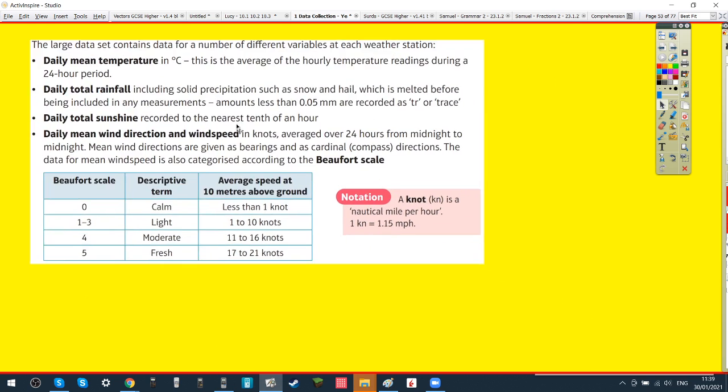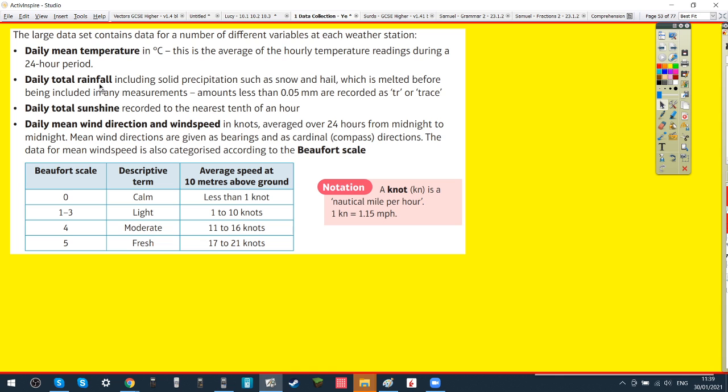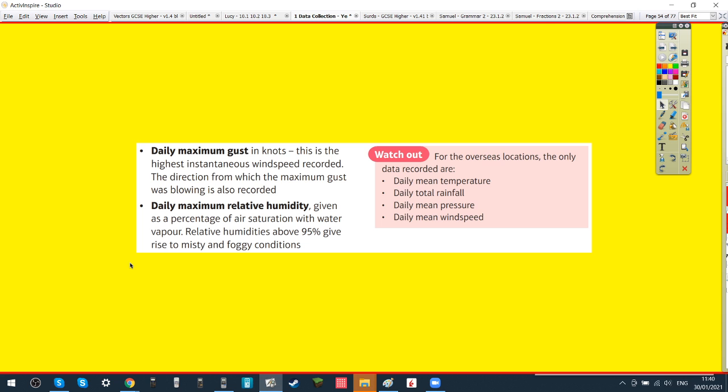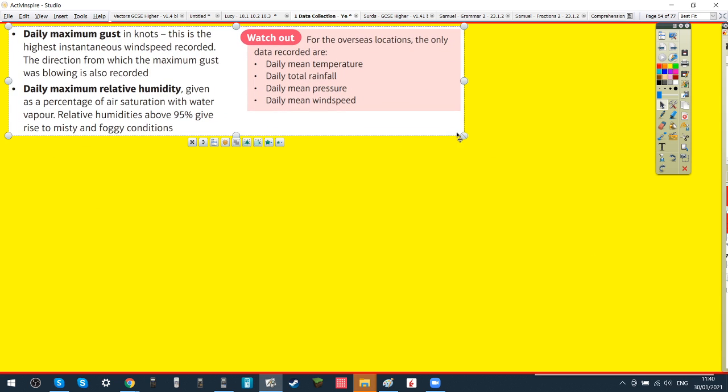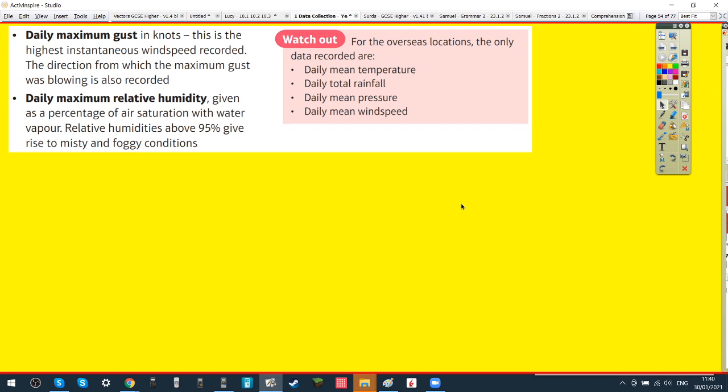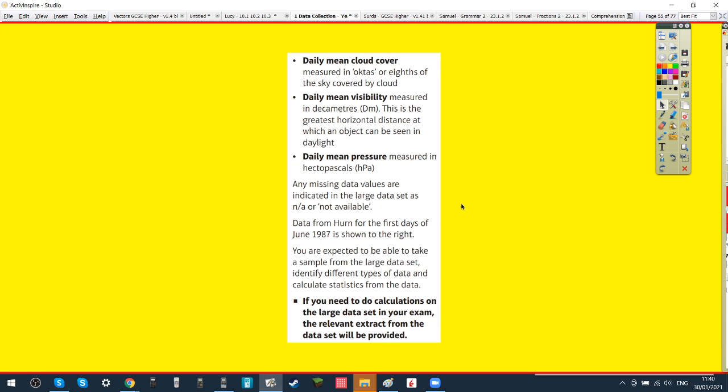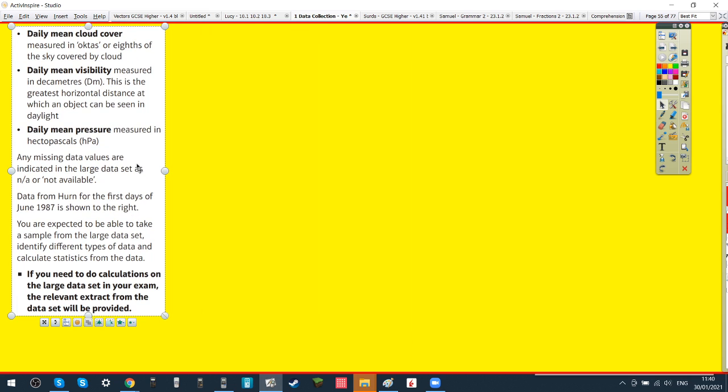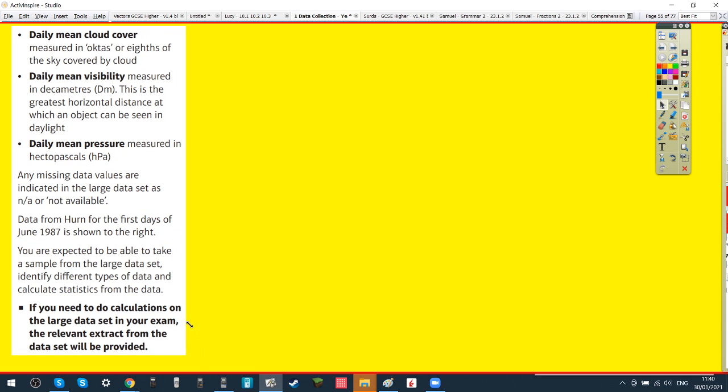So daily mean temperature is the average temperature for the day. Daily total rainfall, daily total sunshine, daily mean wind direction and wind speed. They are measured in knots, and you have a thing called the Beaufort scale. Knots, nautical miles. Daily maximum gust, so the maximum wind speed for that day. Daily maximum relative humidity. A very high humidity means it's very foggy. Very low humidity means very little moisture in the air. Daily mean cloud cover, so there isn't much cloud, or there's lots of cloud. Visibility, how far you can see, maybe due to fog. Pressure, air pressure.